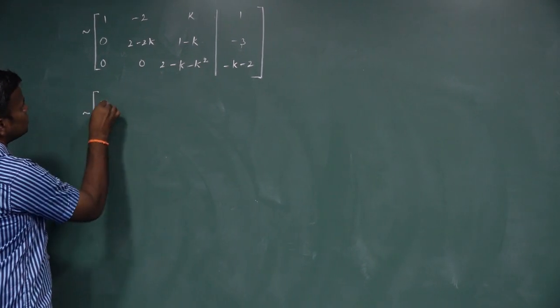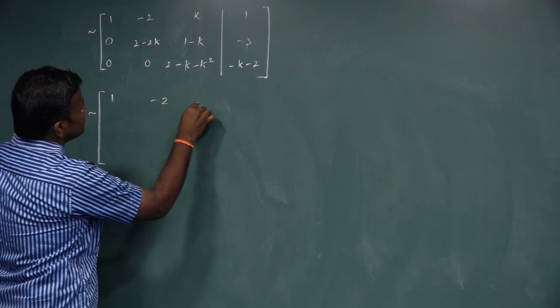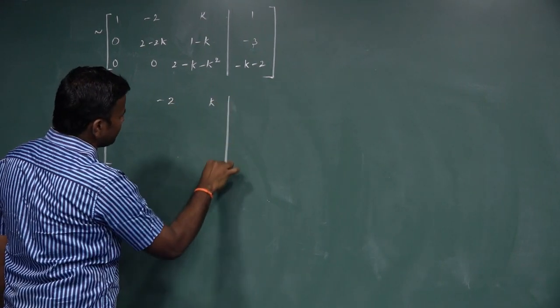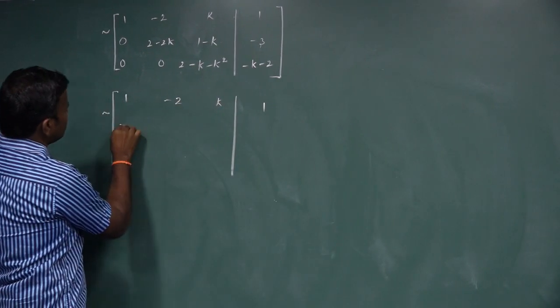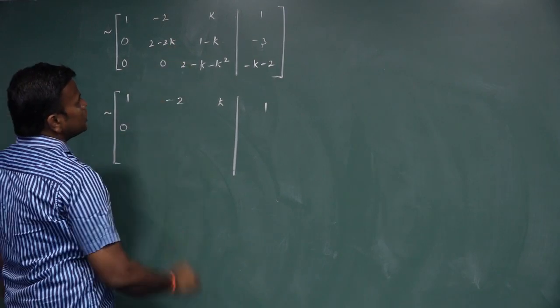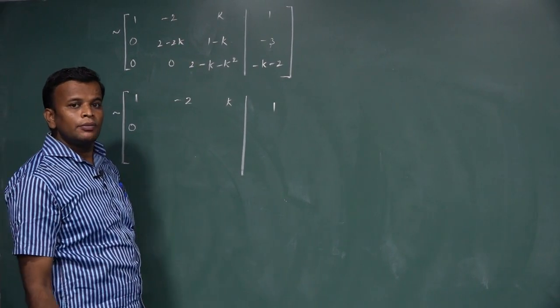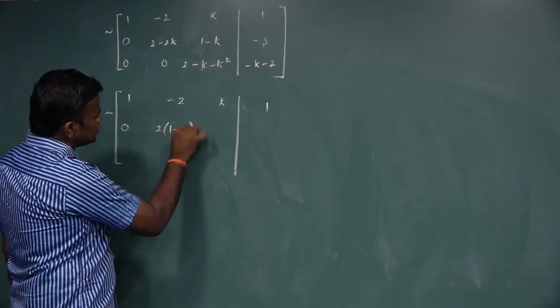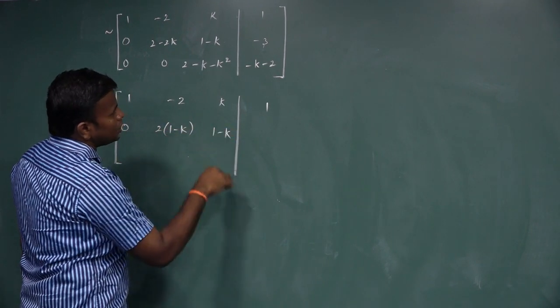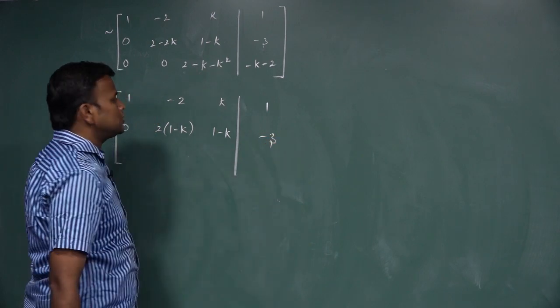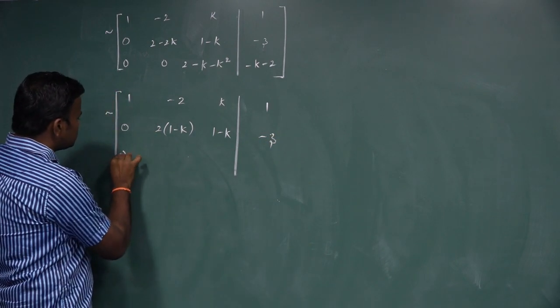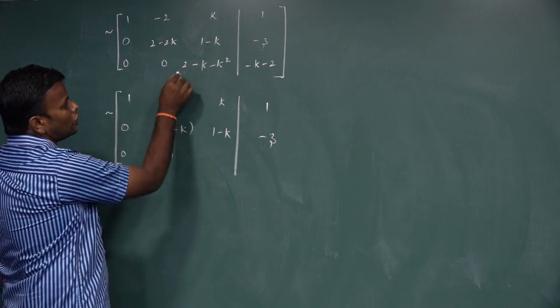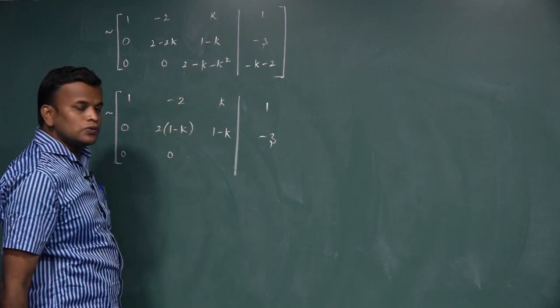So the first two rows have no change: 1 minus 2k 1. Second row 0, and in 2 minus 2k, which is common? The number 2 is common, so I will take 2 outside. So I write 1 minus k, 1 minus k minus 3. And the third row 0, 0. Now you see 2 minus k minus k square.